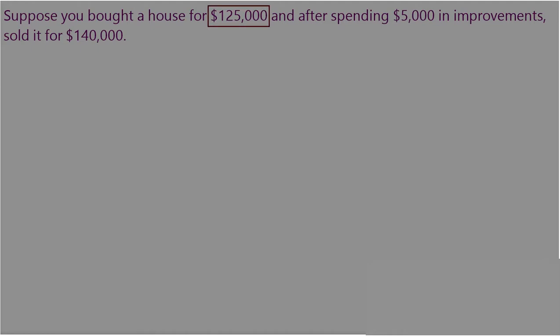We know that the house was bought for $125,000 and $5,000 was spent to repair it. We can add the price it was bought and the amount used to repair it, and that will give the cost price. So adding $125,000 and $5,000 gives a cost price of $130,000. To find the profit made after selling the house, we subtract the final price after purchasing and repairing from the selling price.